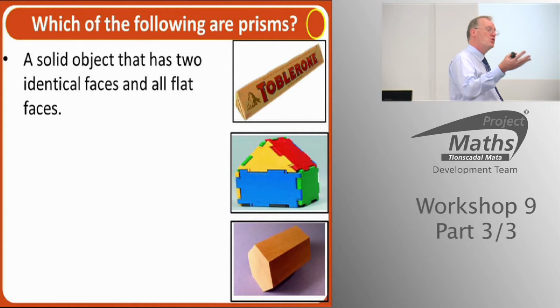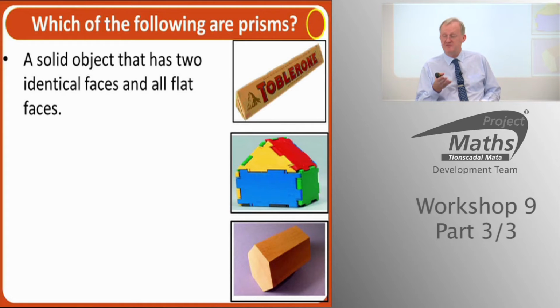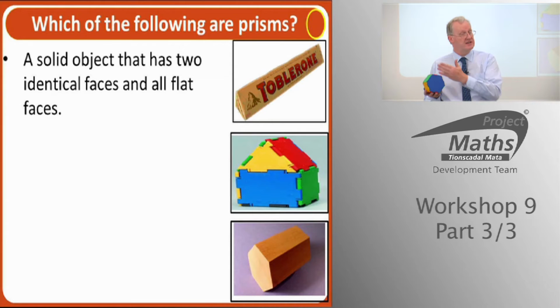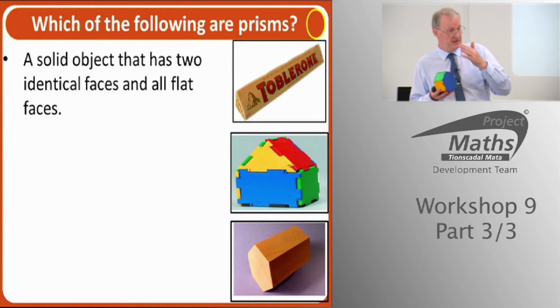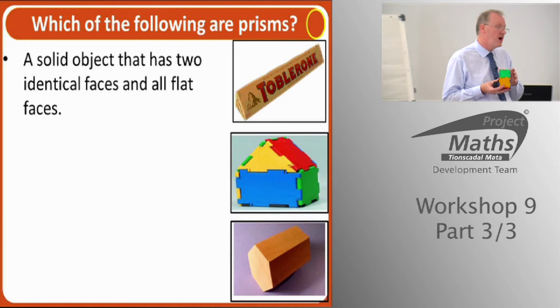What would your understanding of a prism have been? Say that again. The uniform cross-sectional area. And that would be a lot of people's perception of what a prism actually is. And under that definition, would a cylinder fit the bill? It would, like a Swiss roll. But it's wrong.